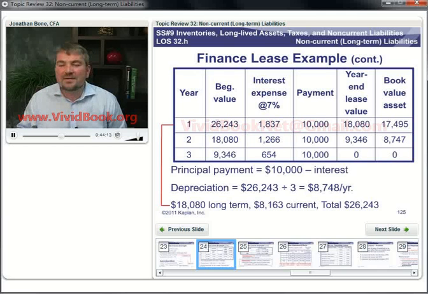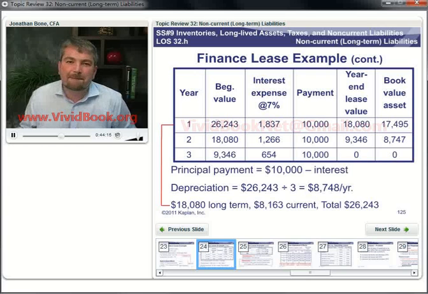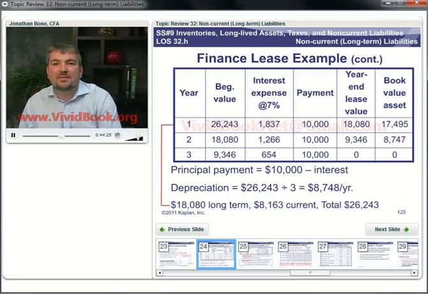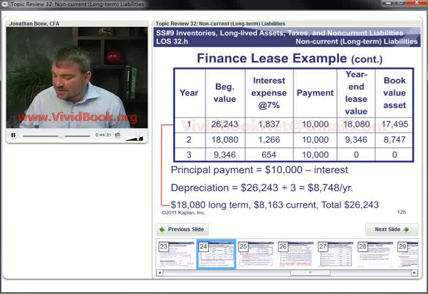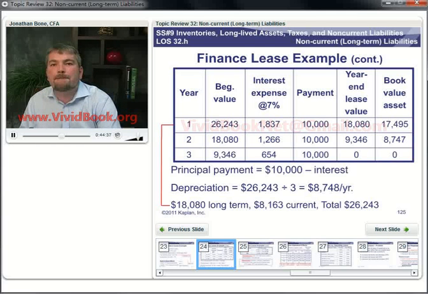Don't worry about the book value of the asset yet, I'll come back to that in a second. So at the beginning of year 2, the liability is sitting at 18,080. 7% of that gives you your interest, 1,266. You then pay your rental payment. 1,266 is paying off interest, so 10,000 minus 1,266, 8,734, is paying off principal.